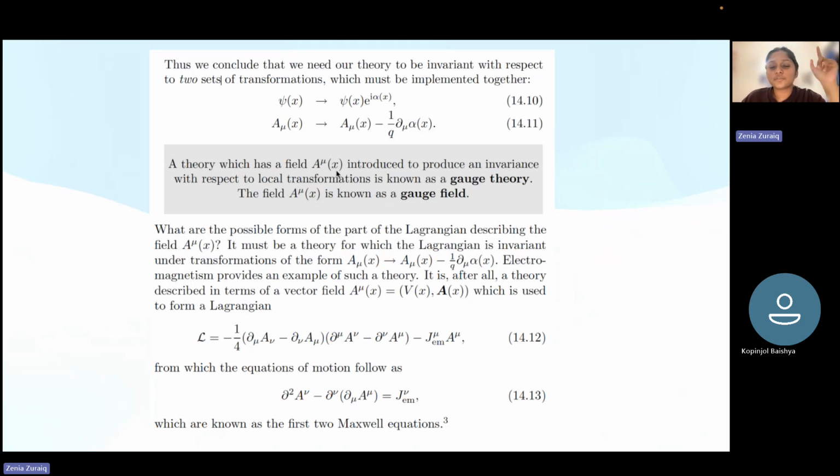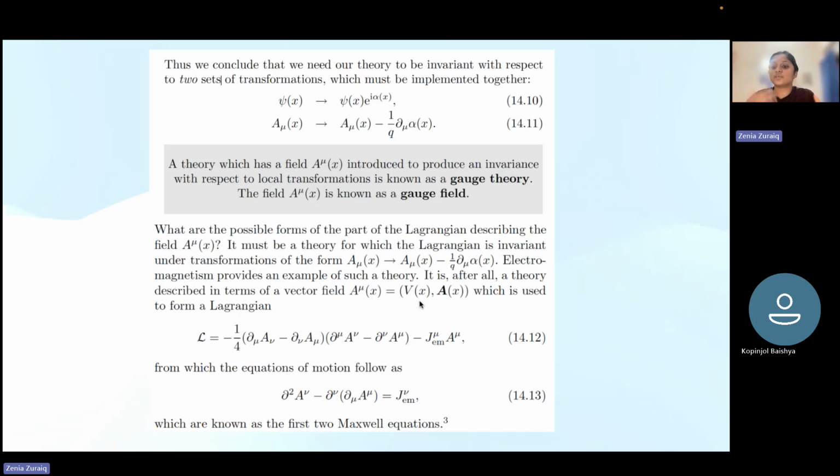The theory which has a field introduced to produce invariance with respect to local transformations is known as a gauge theory, and this field is known as a gauge field. Then A mu can give its own field strength to the Lagrangian, as we know from, for example, Maxwell's Lagrangian, where we add this one-quarter F mu nu squared term. The gauge field can have its own kinetic term in the Lagrangian, and that can help us again get the correct equations of motion.